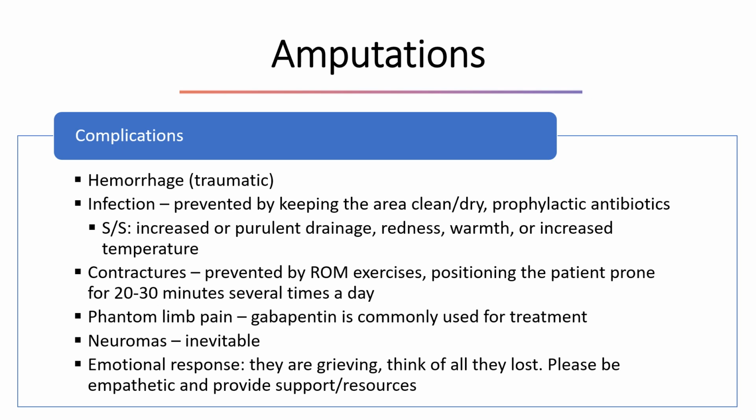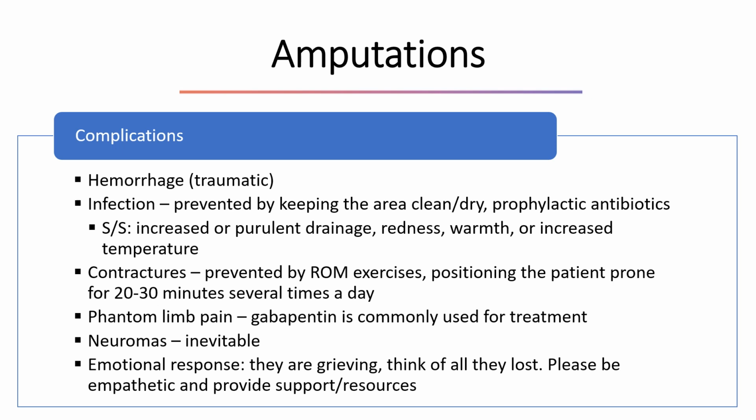Phantom limb pain is a common complication of amputations. This is when they feel numbness, tingling, or sharp burning pain. Like they have a left BKA and they say, my left foot hurts. And you're like, you don't have a left foot. Don't say that to them. This is phantom limb pain. They feel something even though it's not there. There are multiple theories on why this happens, but none are 100% proven.